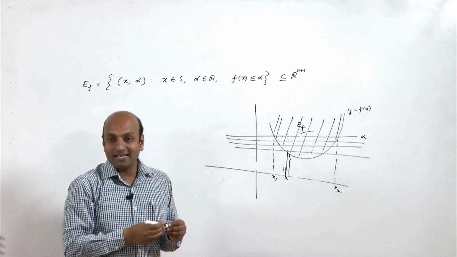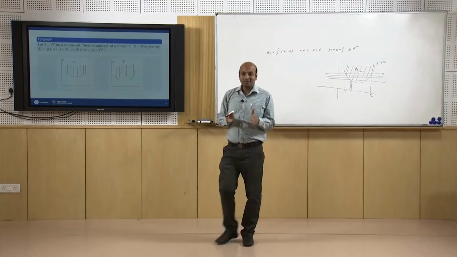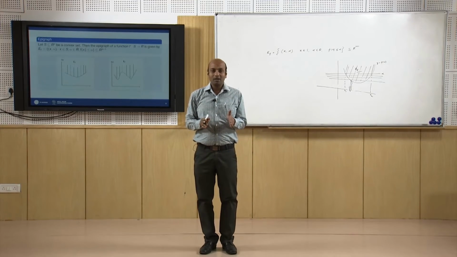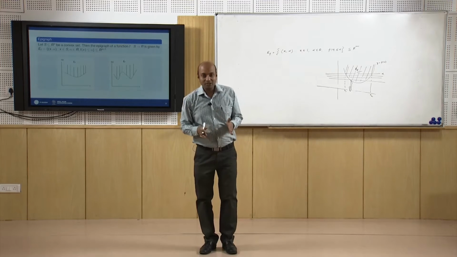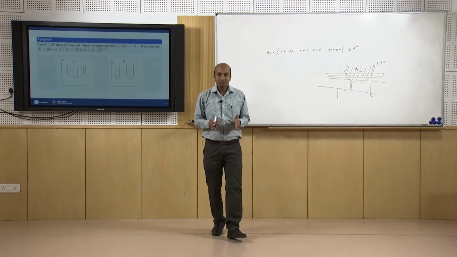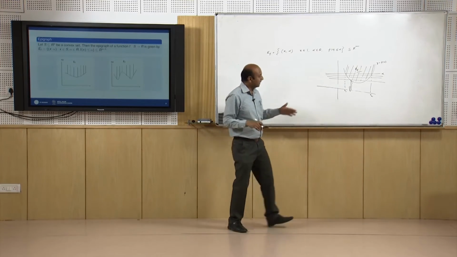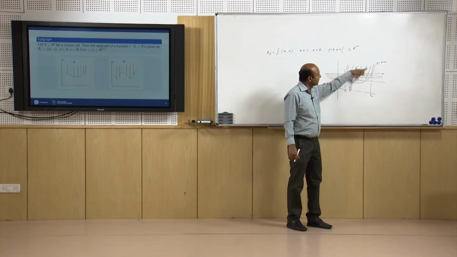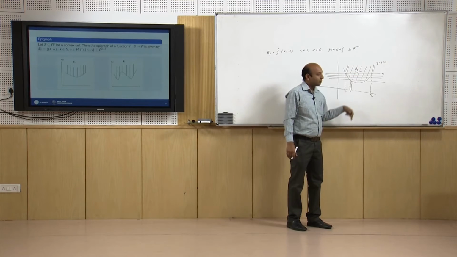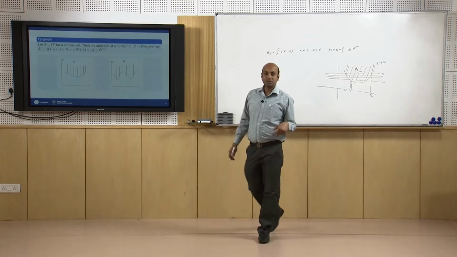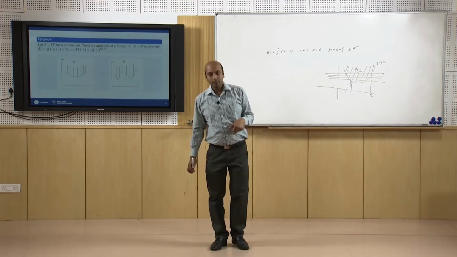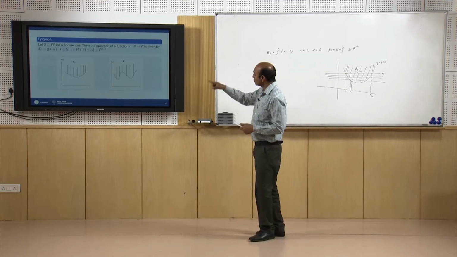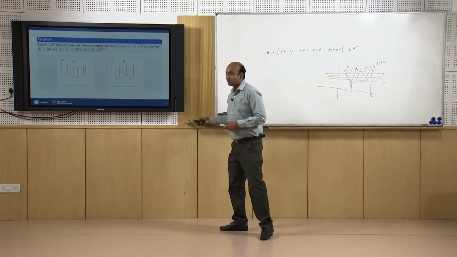So we can easily say that if a function is convex, then the epigraph of that function is a convex set. We will prove it later on that if a function is convex, then the epigraph of the convex function is always a convex set. So these are the representations of the epigraph.